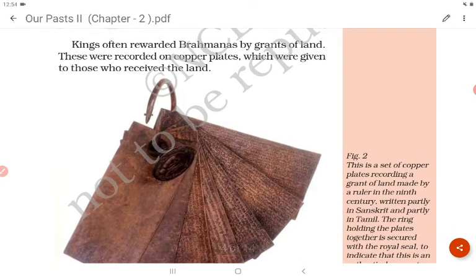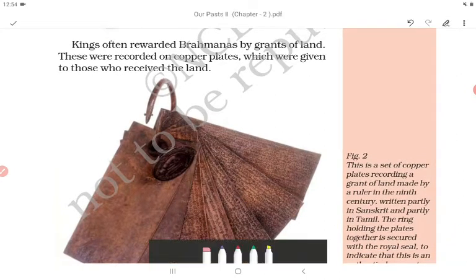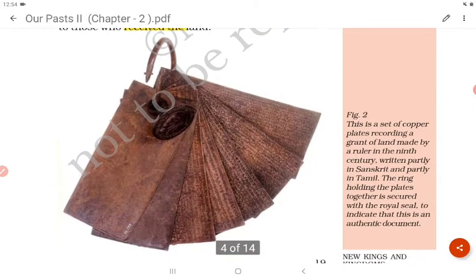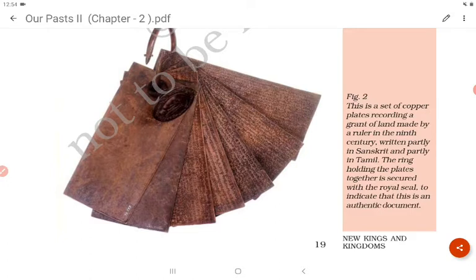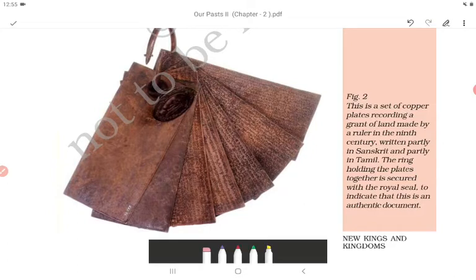Kings often rewarded brahmanas by grants of land. These were recorded on copper plates, which were given to those who received the land. So, this is a set of copper plates recording a grant of land made by a ruler in the 9th century, written partly in Sanskrit and partly in Tamil. The ring holding the plates together is secured with the royal seal to indicate that this is an authentic document.